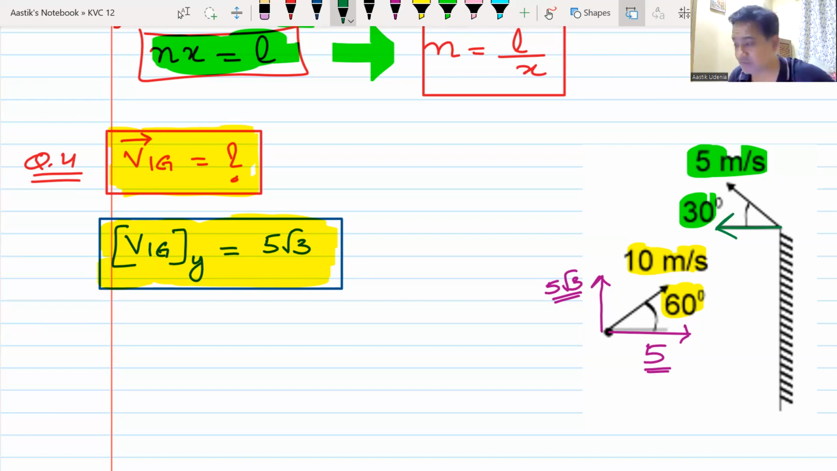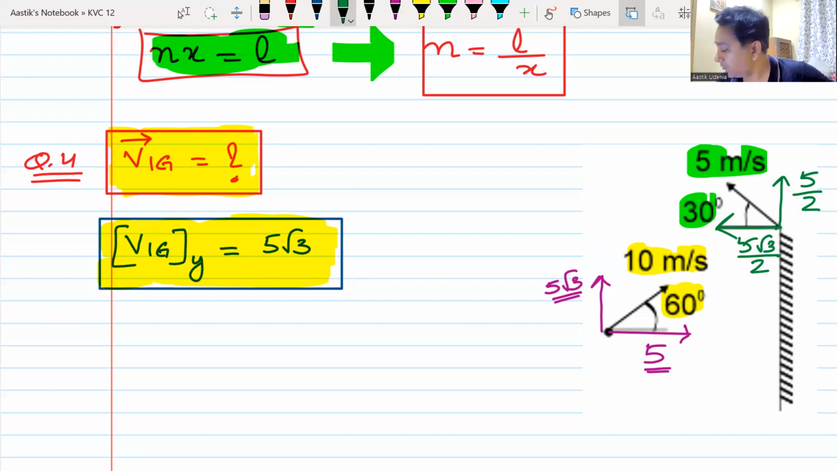It will be 5 cos 30. Yes or no? 5 root 3 by 2. And the other component will be 5 sine 30. It would be 5 by 2. Do we all understand this? Yes or no? I've just resolved the velocity and I've done nothing wrong.